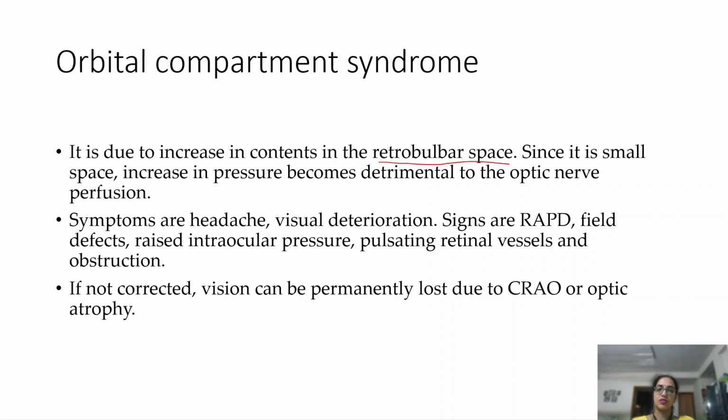So what are the symptoms? There is a lot of eye pain, visual deterioration. Then there might be RAPD, field defects, raised intraocular pressure because the orbital pressure is transmitted to the eye. You might see pulsating retinal vessels and even retinal vein occlusion. So if this is not corrected in adequate time, the vision can be permanently lost due to vascular occlusions.